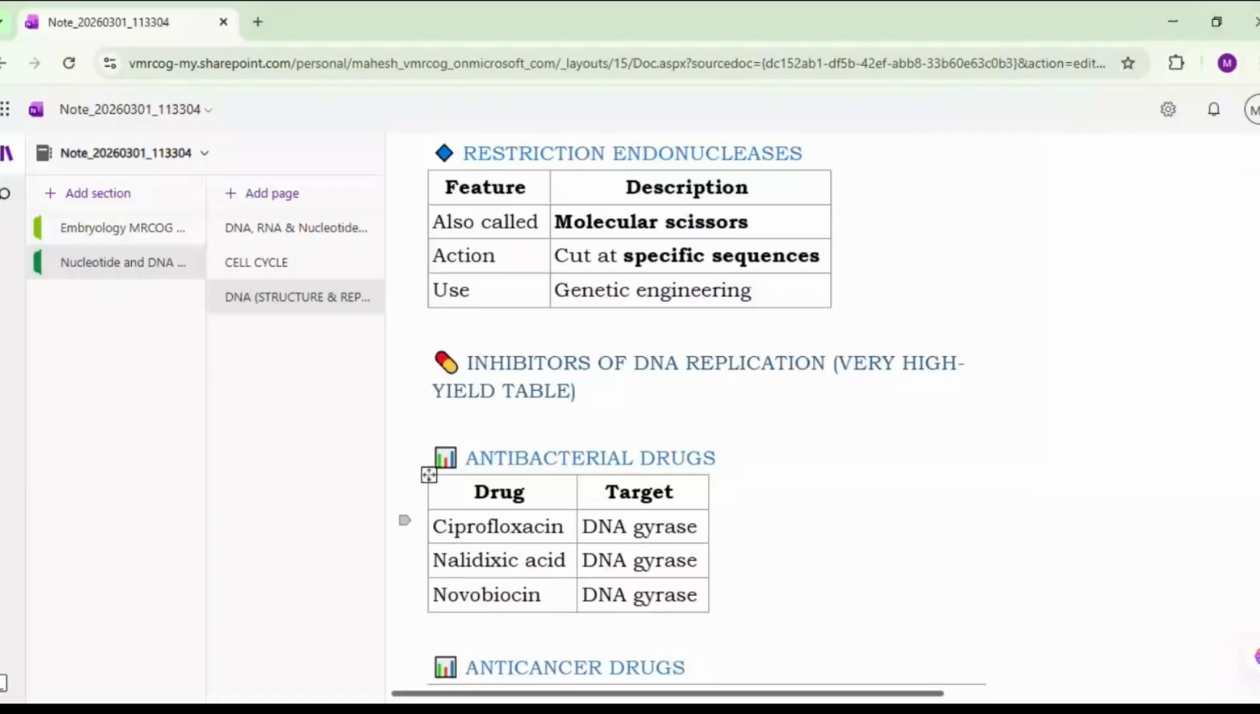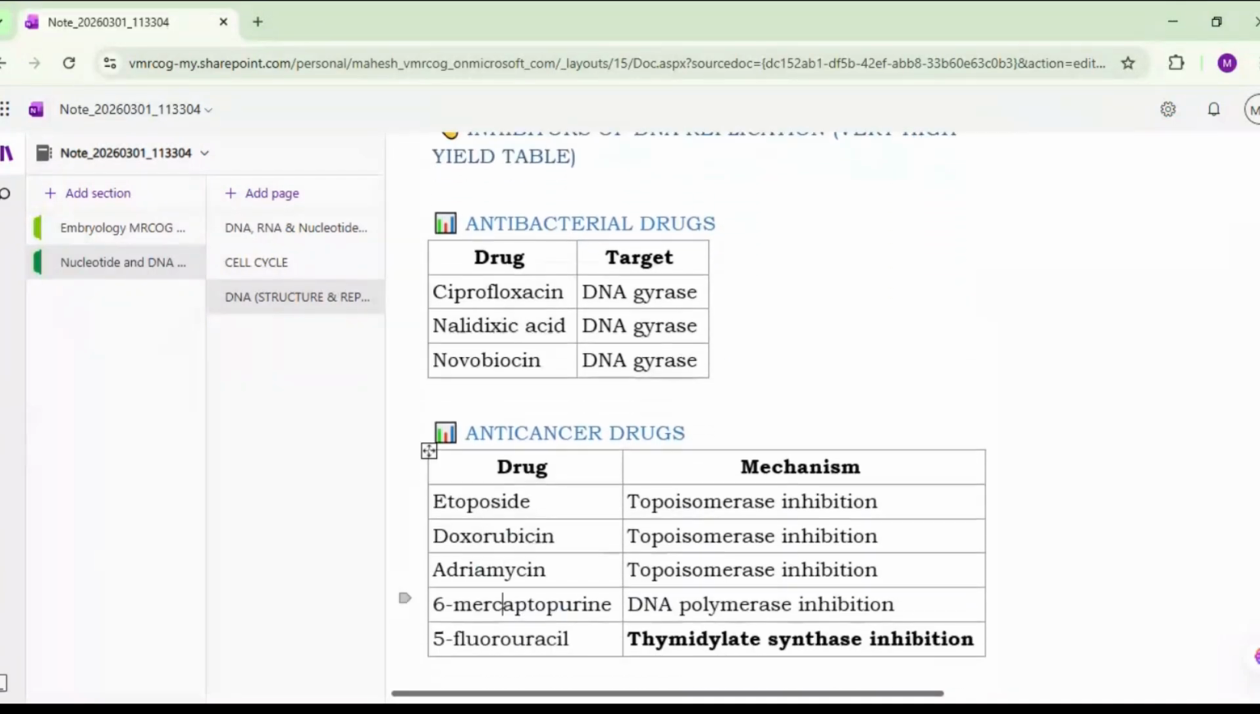Ciprofloxacin. Here there can be a question. Ciprofloxacin inhibits DNA gyrase. Nalidixic acid, again DNA gyrase, and novobiocin, DNA gyrase. So these are the antibacterial drugs which will inhibit the DNA.